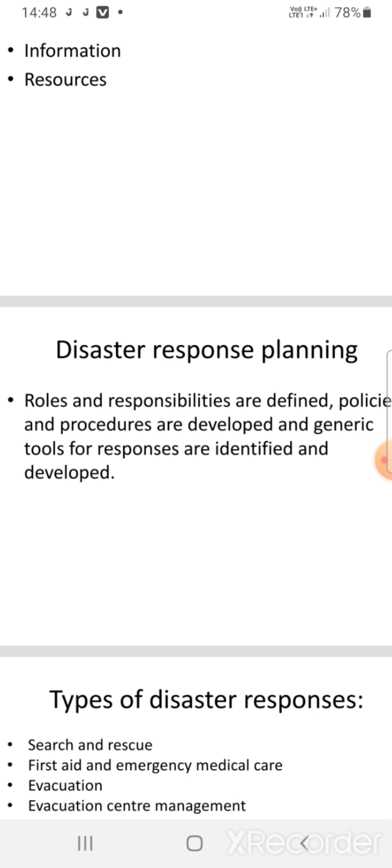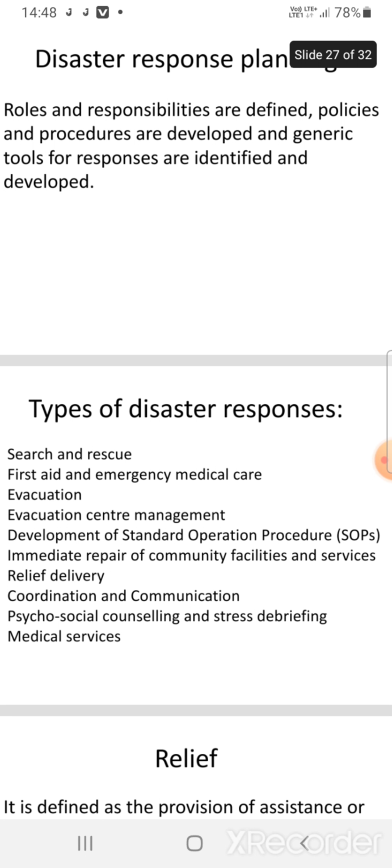So, next is types of disaster responses. First and foremost, the immediate response will include search and rescue, then first aid and emergency medical care, evacuation, evacuation center management, development of standard operating procedures like SOP, immediate repair of community facilities and services, relief delivery, coordination and communication, psycho-social counseling and stress debriefing.